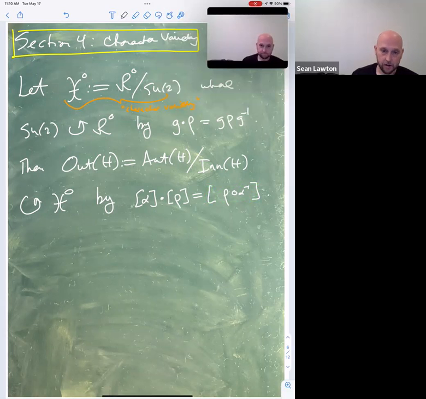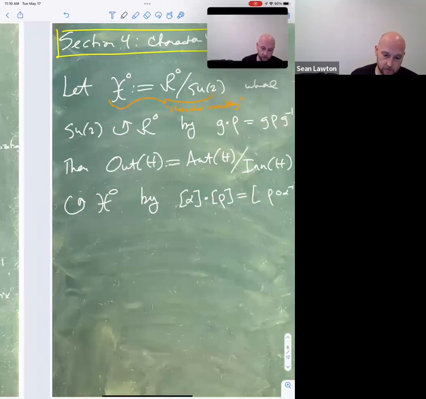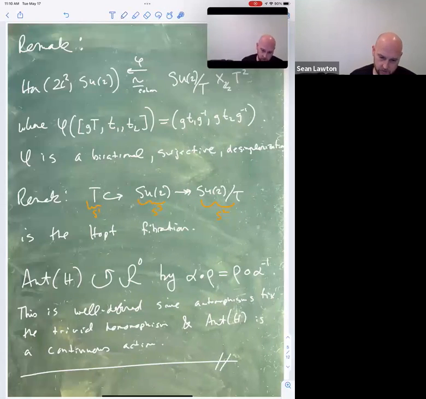Okay. All right. So in this particular case, let's go back here. What did the Helm space kind of look like? It's not exactly this, right? But it's sort of morally this. Okay. And so what would happen if we quotient by conjugation?